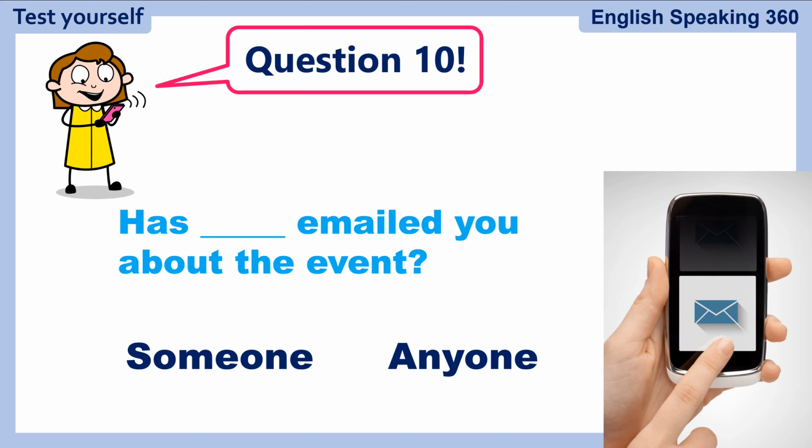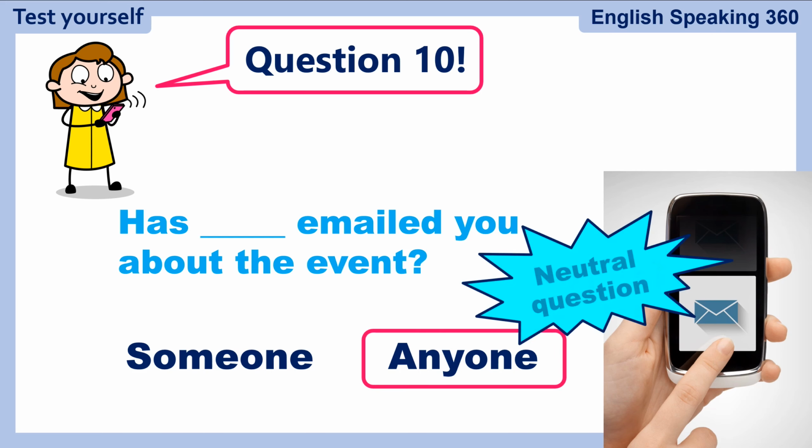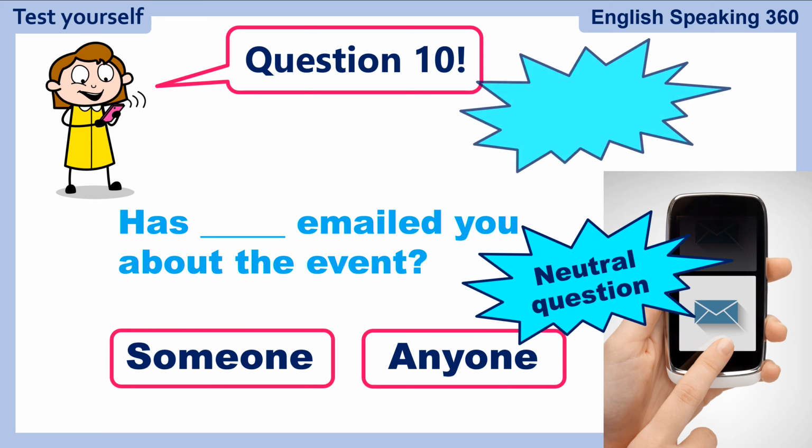Question 10. Has emailed you about the event? Has anyone emailed you about the event? That's a neutral question, but keep in mind, if you're expecting a yes, then you can also use someone. Has someone emailed you about the event? You should have received an email.